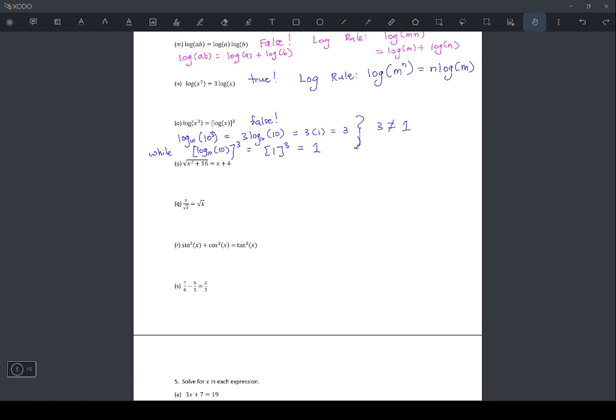Okay, Q. Is it true that x divided by root x is equal to the root of x? And this one's true. Oh, I skipped P. Oops. Almost skipped P. Caught myself. Square root of x squared plus 16 is equal to x plus 4.